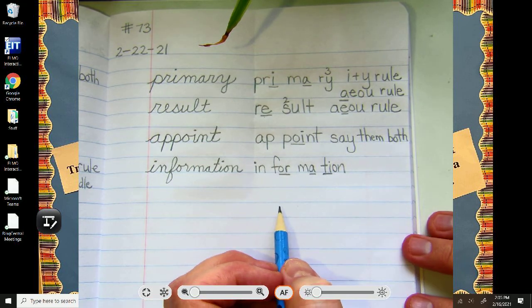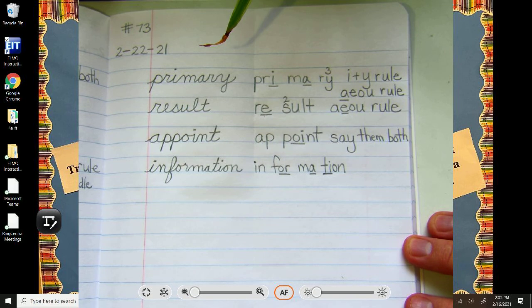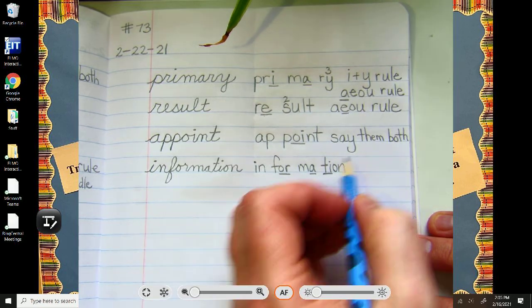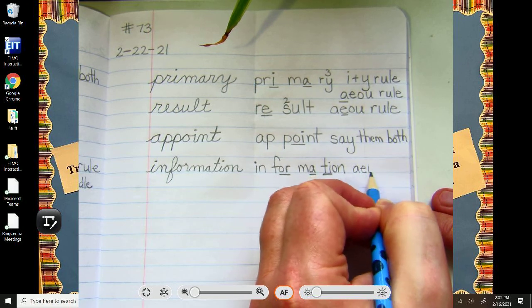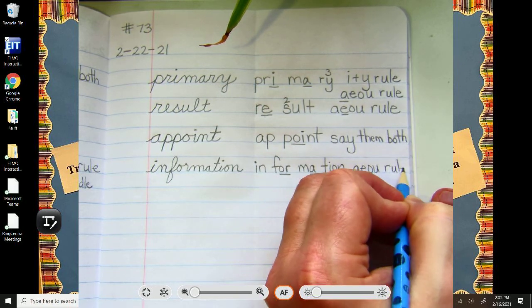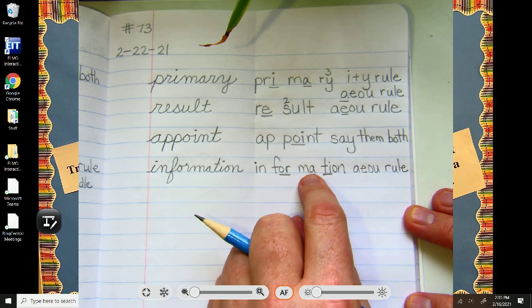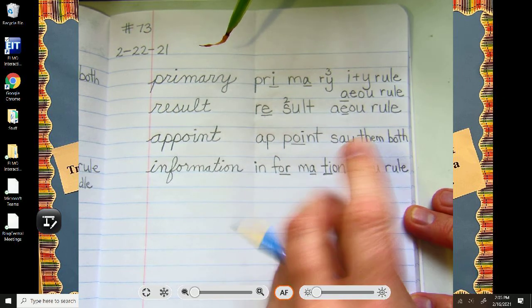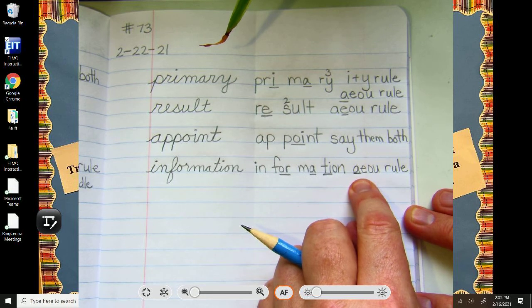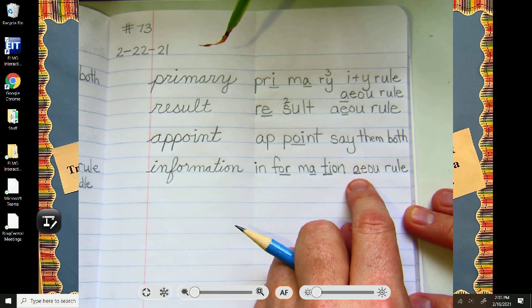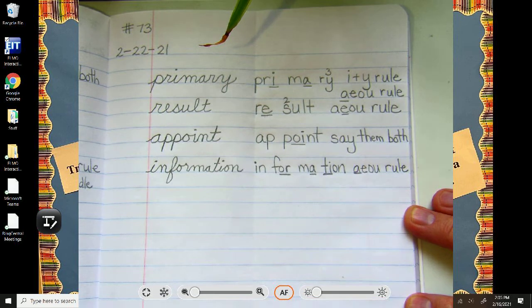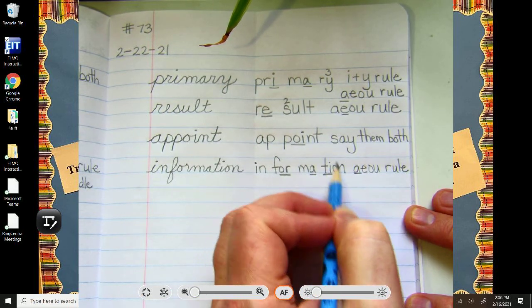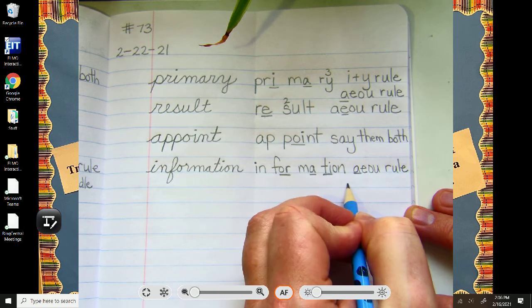For your information, there are 2 rules in information. Did you find them both? Maybe pause again for a moment if you didn't and see if you can figure them both out. We have the A-E-O-U rule, right? In may, a, saying its name sound. Ready? A, E, O, and U usually say A, E, O, and U at the end of a syllable. And you're getting very good at this, right? Our most common spelling of shun has one of the guys in the middle.